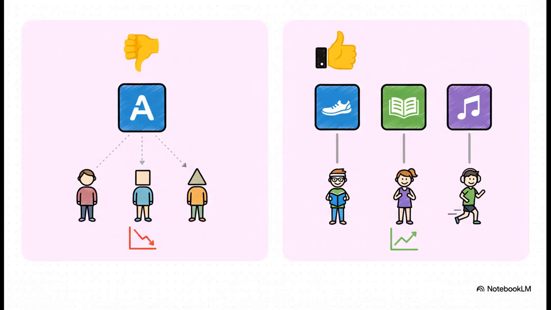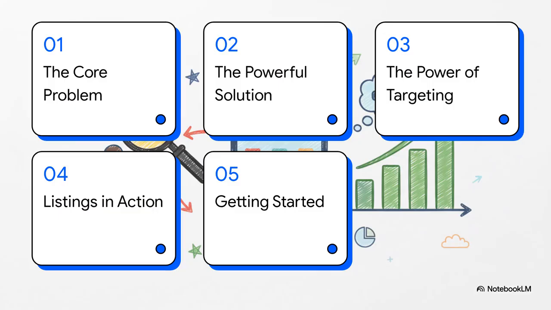That generic listing on the left, it just doesn't connect. It's impersonal. And you know what that means? Lost downloads. But look at the right. When you tailor the message, you're speaking directly to that user. Relevance goes through the roof, and guess what goes with it? Your conversions.